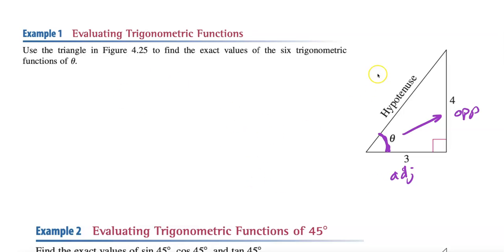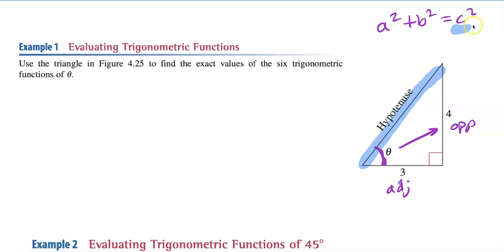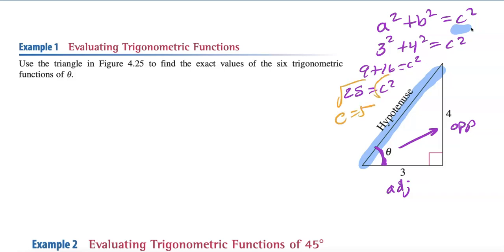Before we do the 6 trig functions, let's figure out what this missing side is. Anytime you have a right triangle, the easiest way to find any missing side is using the Pythagorean theorem. A squared plus b squared equals c squared. And remember the one key for the Pythagorean theorem? The hypotenuse must be the c. That's the only rule. A and b, it doesn't matter which one's which, but the hypotenuse has to be c. So in this problem, 3 squared plus 4 squared equals c squared. That's 9 plus 16 equals c squared. That's 25 equals c squared. I'm going to square root both sides, and we get c equals 5. So that's my hypotenuse, 5.